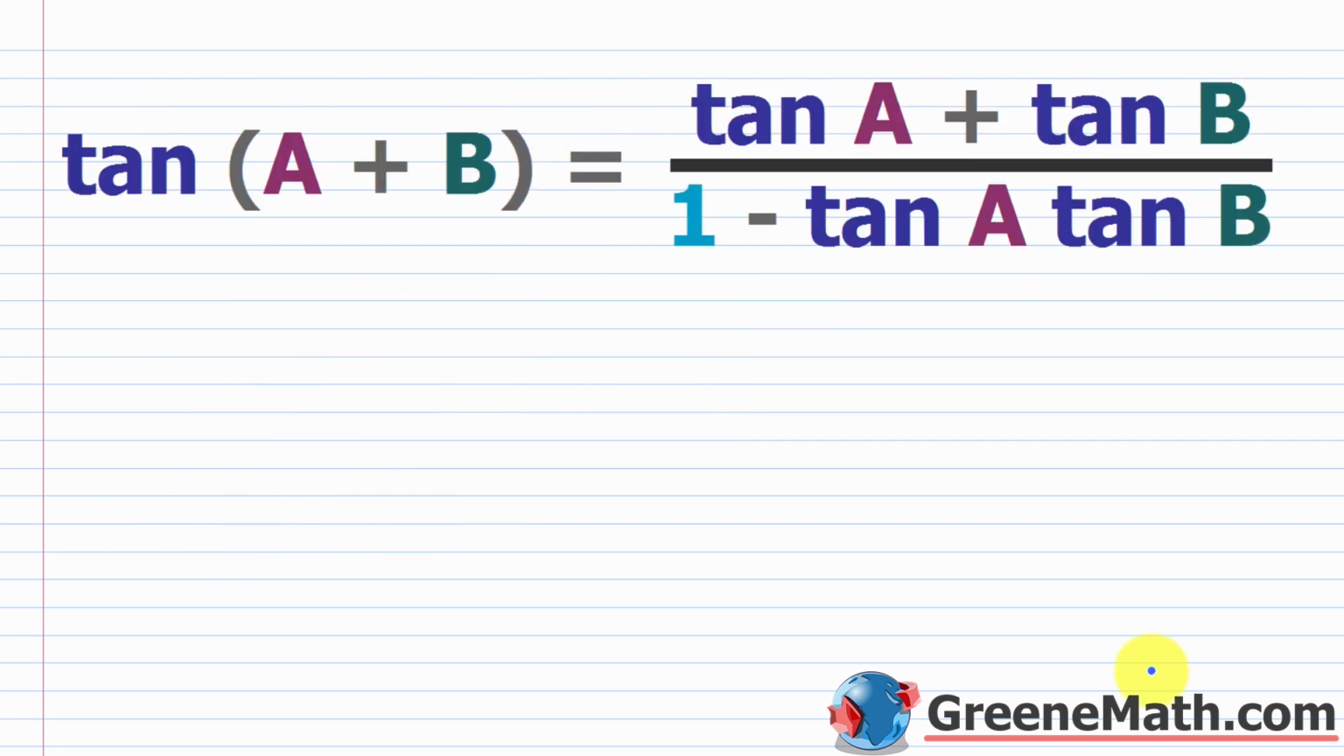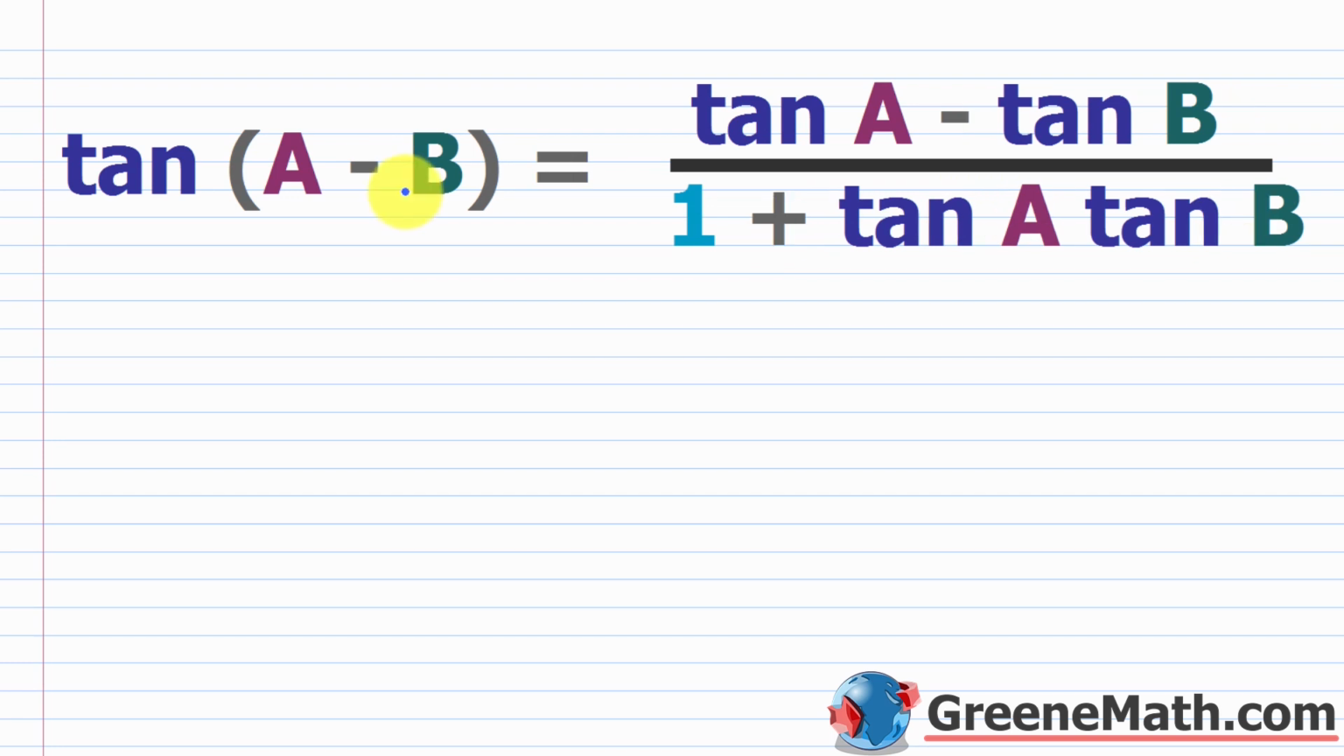All right, additionally, you have the sum and difference identities for tangent. So let's start with the sum. We have the tangent of, let's say, a plus b. This is going to give us the tangent of a plus the tangent of b over 1 minus the tangent of a times the tangent of b. And when we change over to the difference, the signs here are just changed.